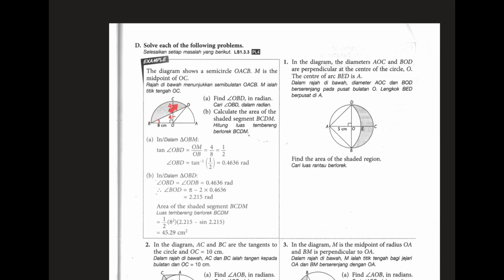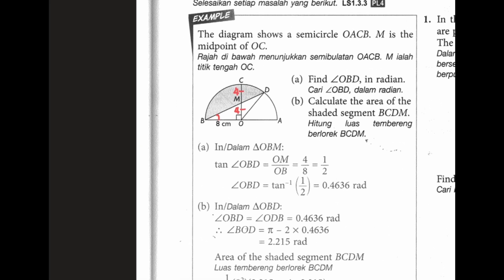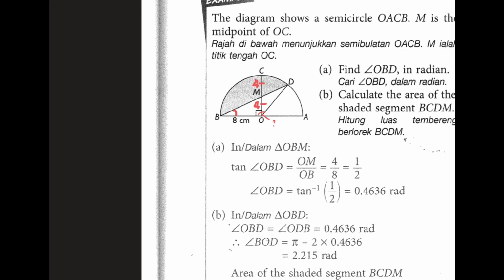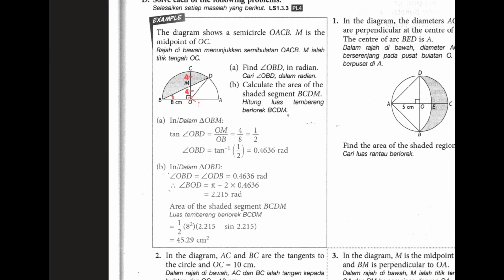BCDM. Okay, this segment, the shaded region, is known as the segment. Okay, so our problem is we need this angle. We need this angle so that we can use the formula, which is half r squared (theta minus sine theta). Okay, so we need to find out the angle. The angle that we are looking for is this angle. Okay, we need to know that angle before we can use the formula.